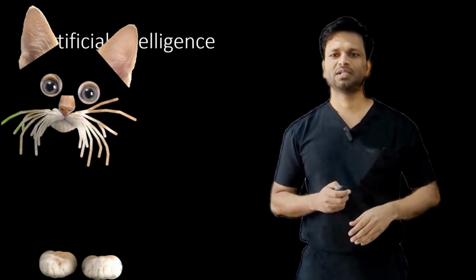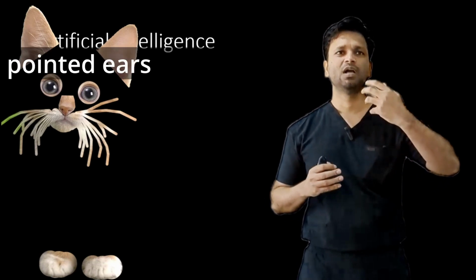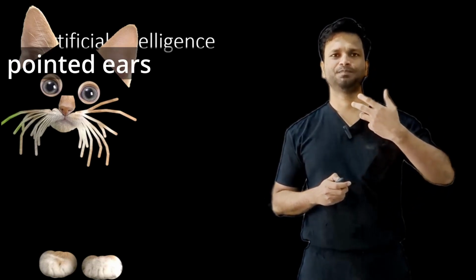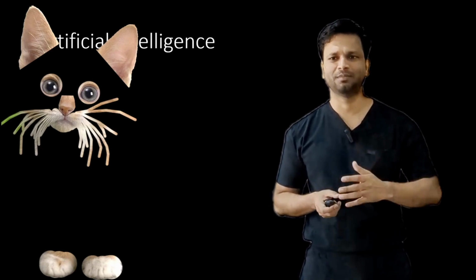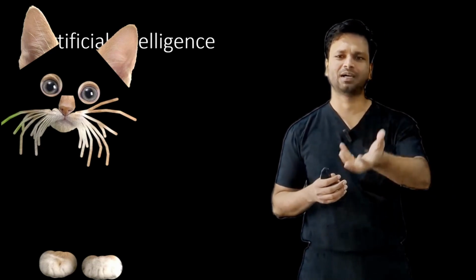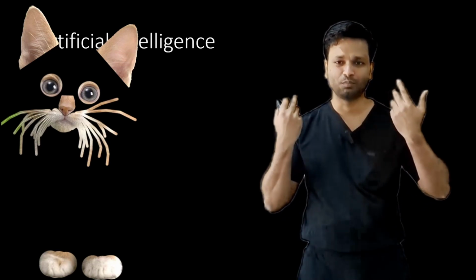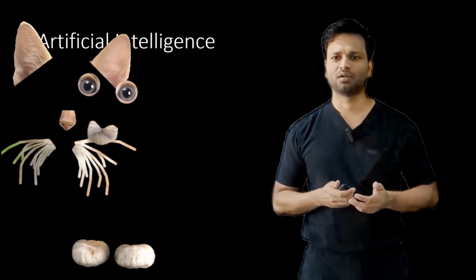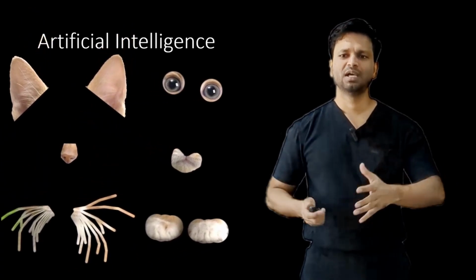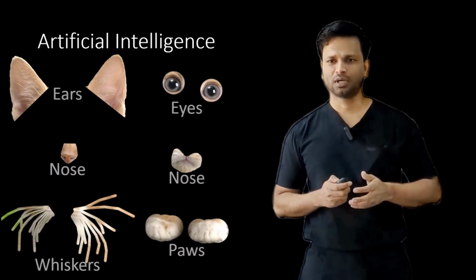So here you can see the AI has divided the cat into pointed ears, the round eyes, although the shape of the eye is variable in all the images, but for the sake of this lecture, we'll take it like the cats have round eyes, and the cat has a short and stout nose. The cat has whiskers, and the cat has a paw. So basically, these are all the features that the AI recognizes.